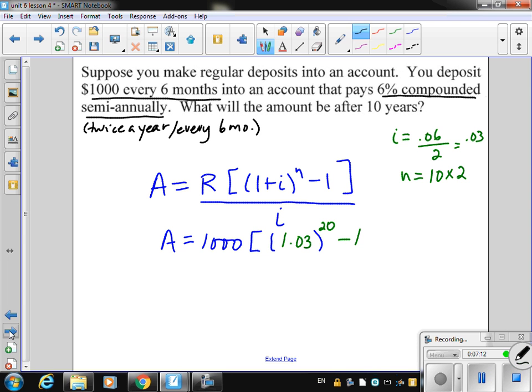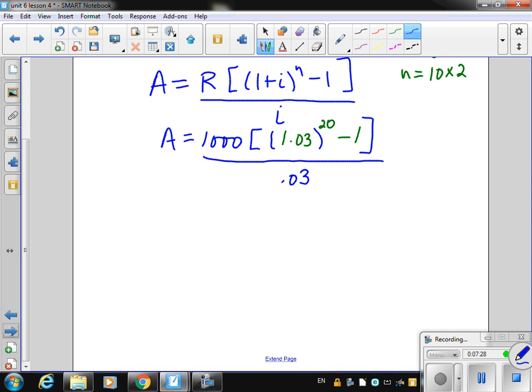Subtract 1, square bracket, all over just the interest rate, not the 1 plus, just the interest rate, which is 0.03 semi-annual rate. Okay, now we have to type that ever so carefully into our calculators. Sometimes a really helpful strategy is to figure out the bracket first and write it down. I like to do it in one step because I have less rounding errors. But that's something we're going to practice today. Make sure that I help you if your calculator is not being friendly.